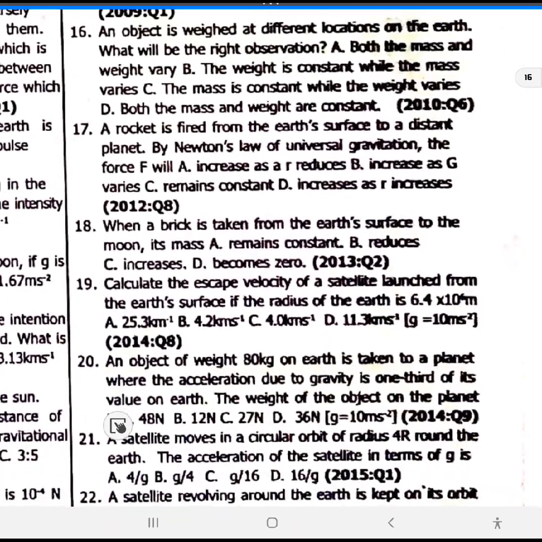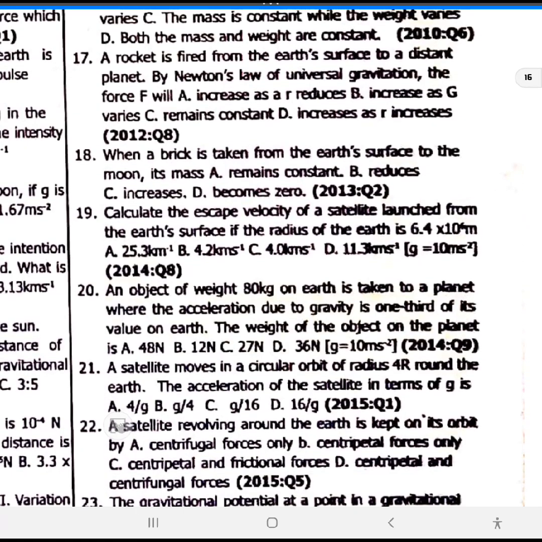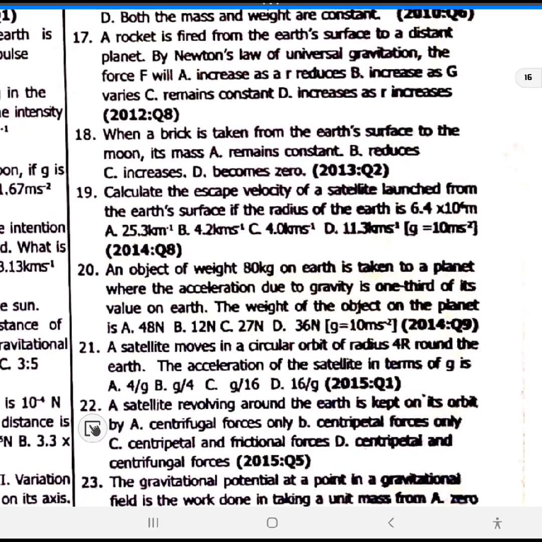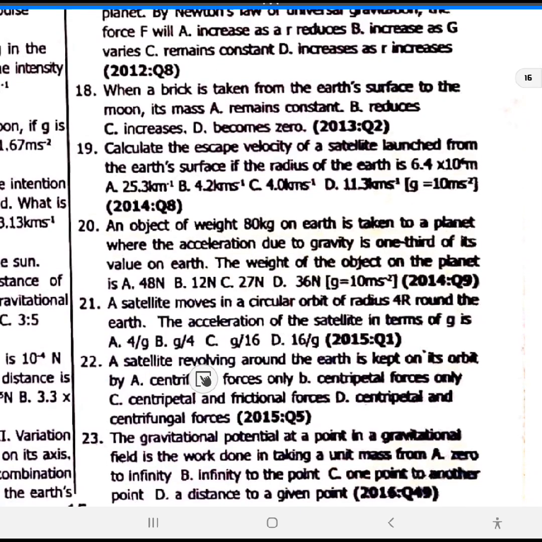Okay. These are calculations. 22. A satellite revolving around the earth is kept in its orbit by both forces, centripetal and centrifugal force. 22 is option D. Both forces will keep the satellite rotating around the earth.